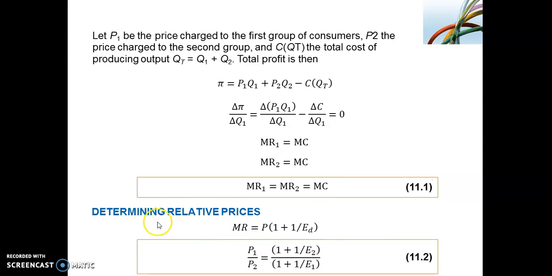This latter part about determining relative prices stems from the rule of thumb for pricing, which is not prescribed. Remember, the rule of thumb for pricing is dealt with in chapter 10.1. It is a small section and it's not prescribed for second year. So you may have a look at these formulas for knowledge enrichment purposes. This latter part over here, section 11.2, is not going to be tested. However, you should understand this portion.